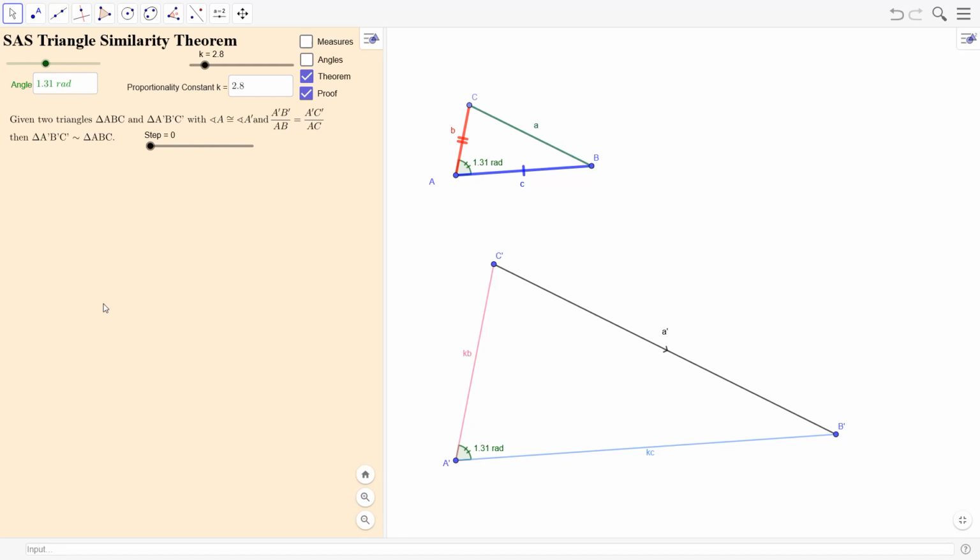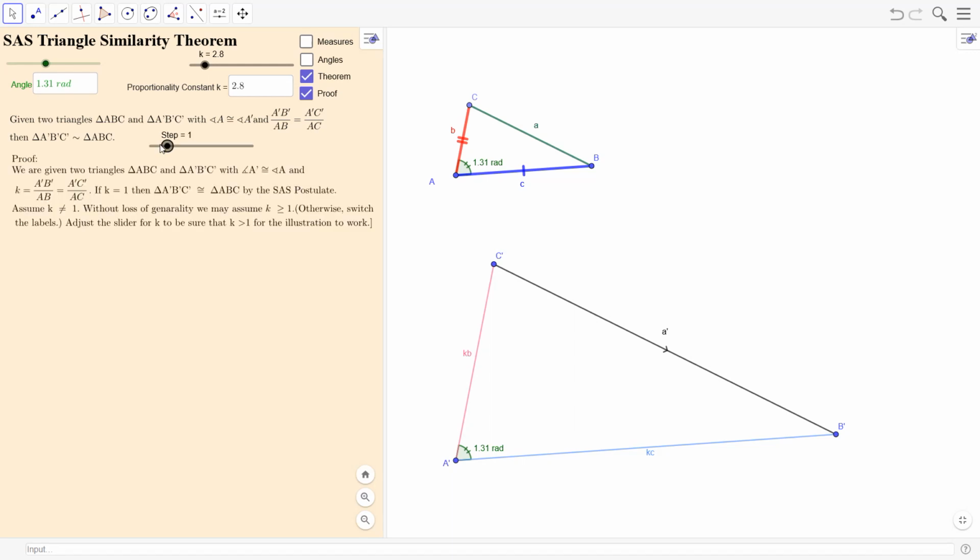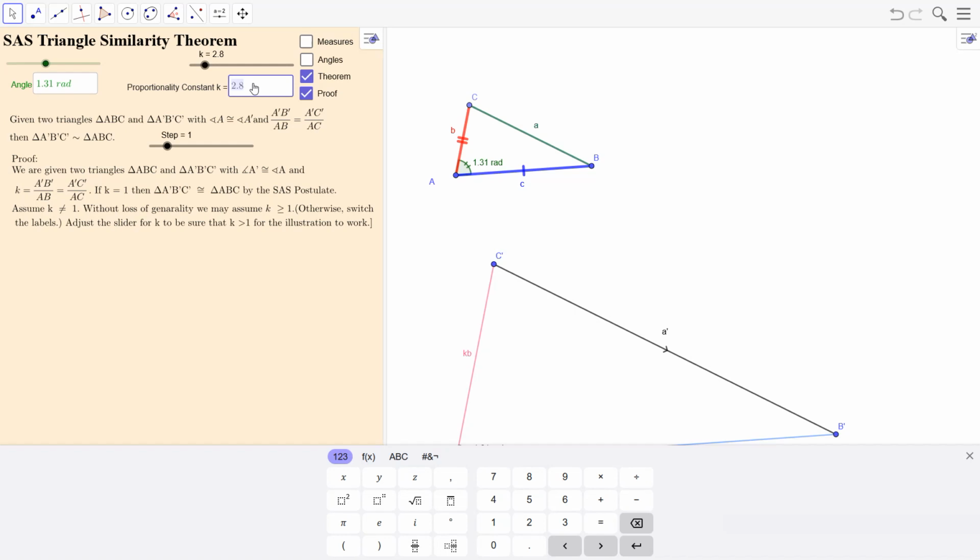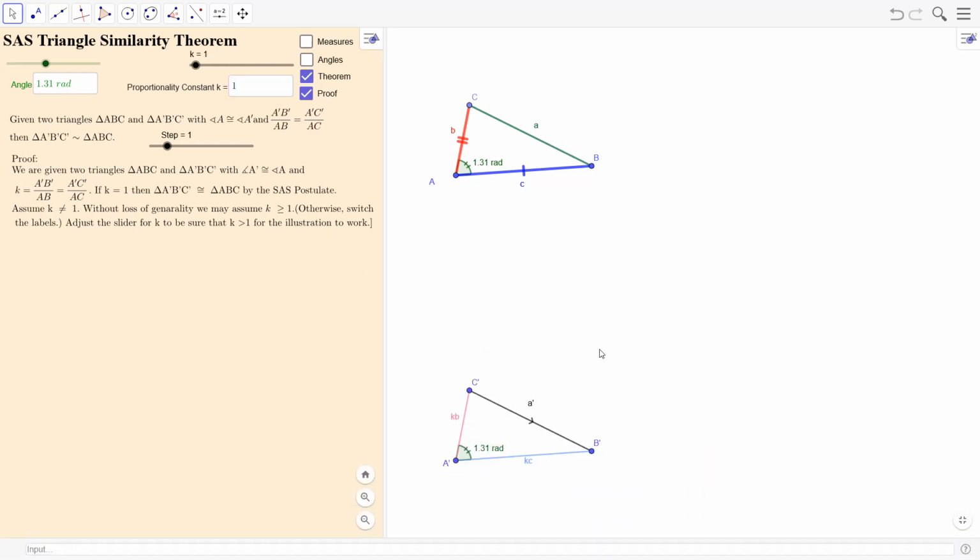If we slide this slider, we can go through the proof one step at a time. The first step is to set up our givens. We're given two triangles, triangle ABC and triangle A prime B prime C prime, with angle A congruent to angle A prime. Let k be this constant, A prime B prime over AB, which is equal to A prime C prime over AC. Now, what if k is 1? Let's adjust this so that k is 1. Well, if k is 1, then these two triangles actually are congruent.